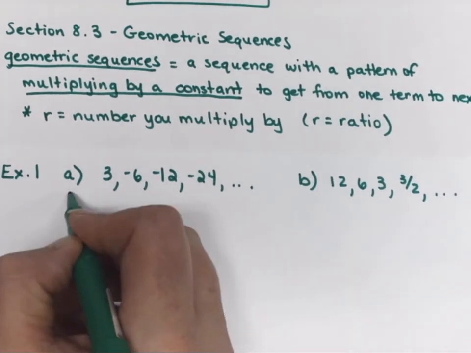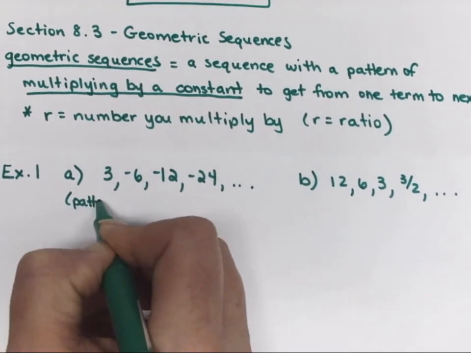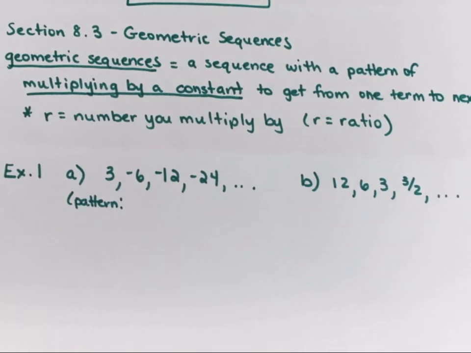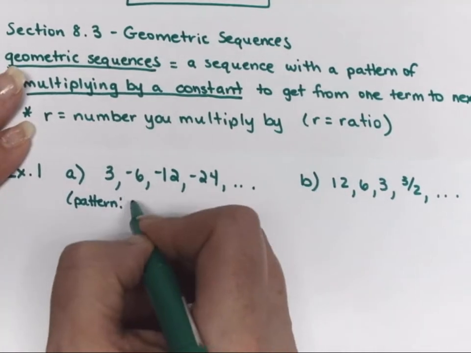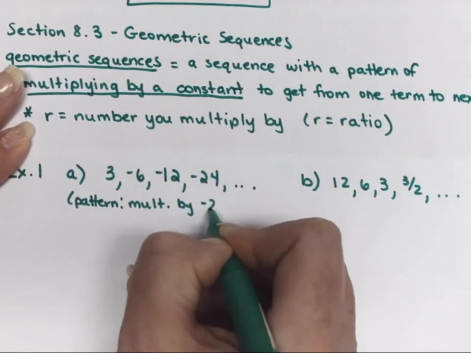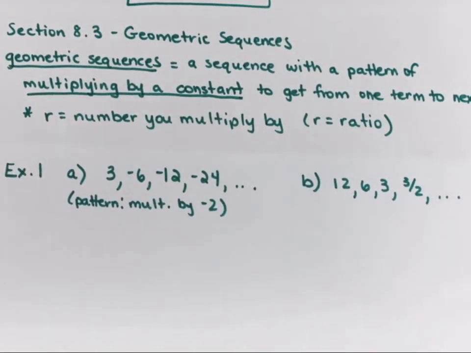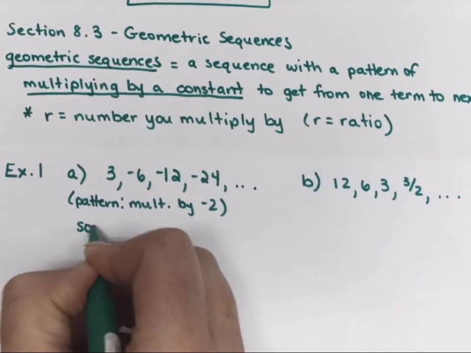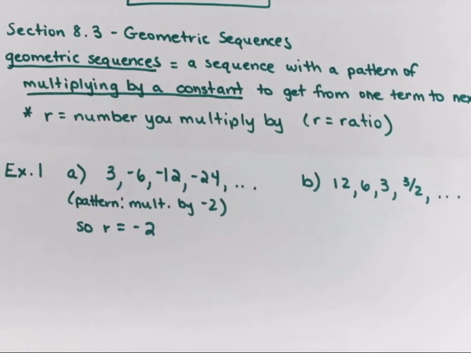So what do you notice is the pattern in A? Aren't we doing something pretty consistently? So what are we doing to get from one number to the next? We're multiplying by what? -2, right? Not just +2, because we're changing the sign every time. Okay, so we're multiplying by -2. So what that means is R is -2. The number you're multiplying by is what R stands for.